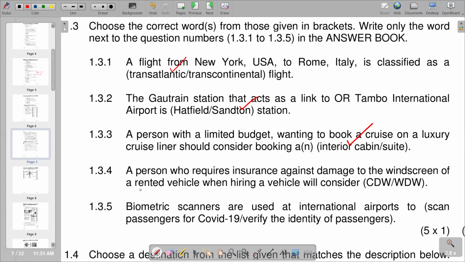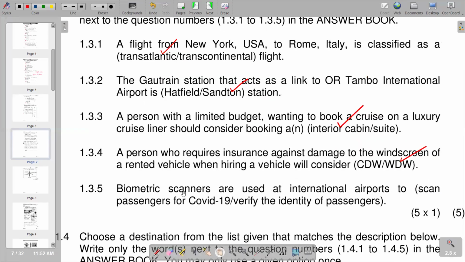Then number 4, a person who requires insurance against damage to the windscreen of a rented vehicle when hiring a vehicle will consider... We have WDW as the correct response.